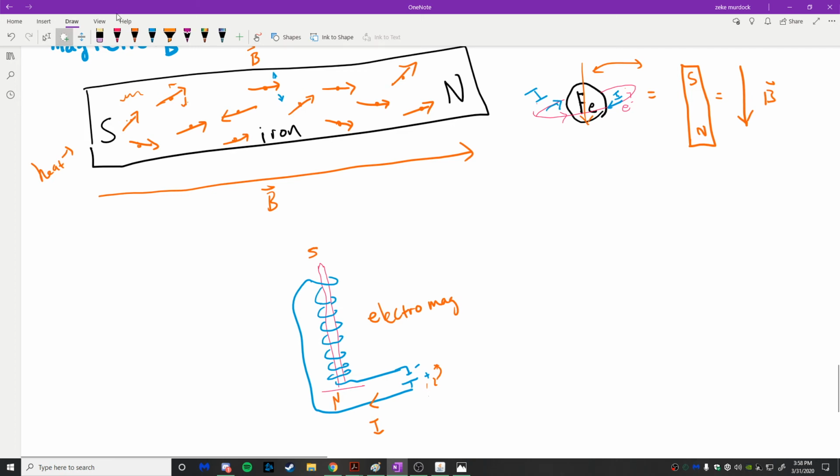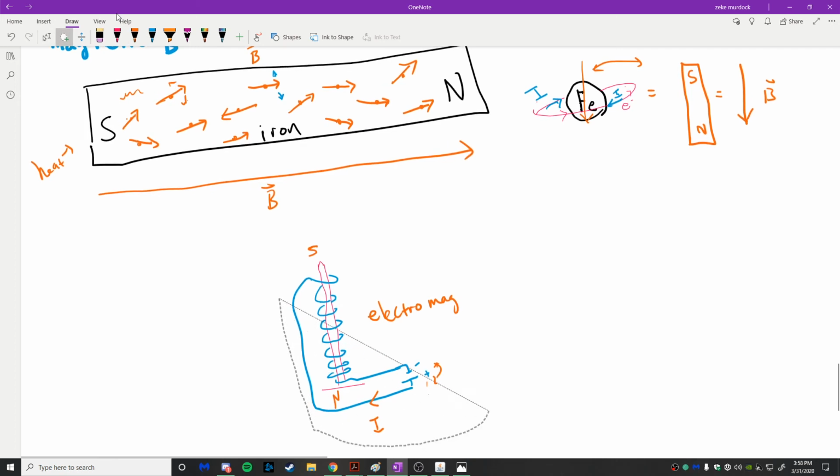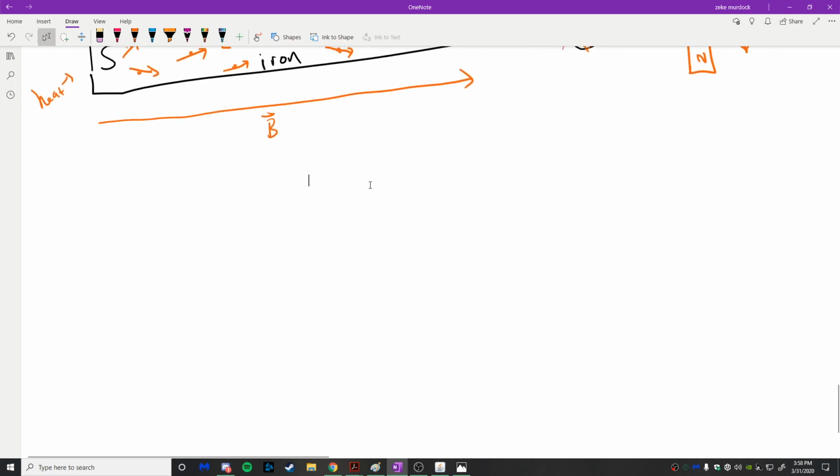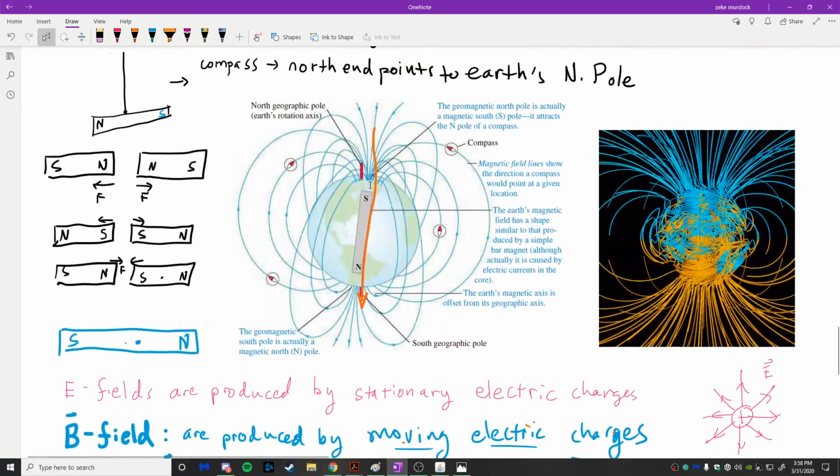Okay. So that's how you would restore the magnetism. That was the question, right? How do you restore the magnetism? That's how you would do it. Alrighty, does this all make sense to you guys? So magnetism, right?